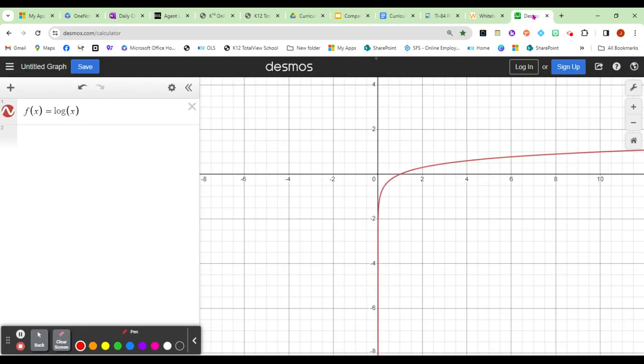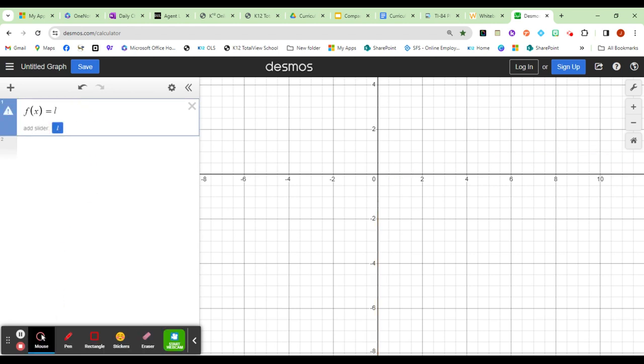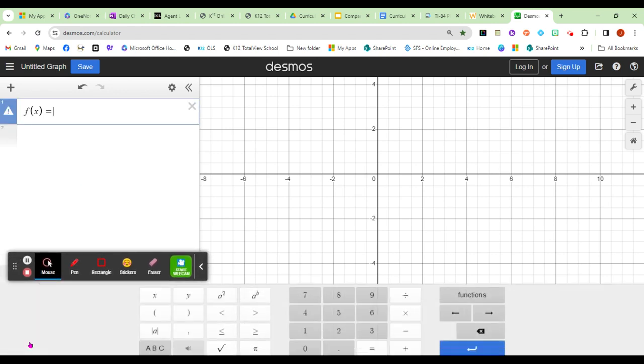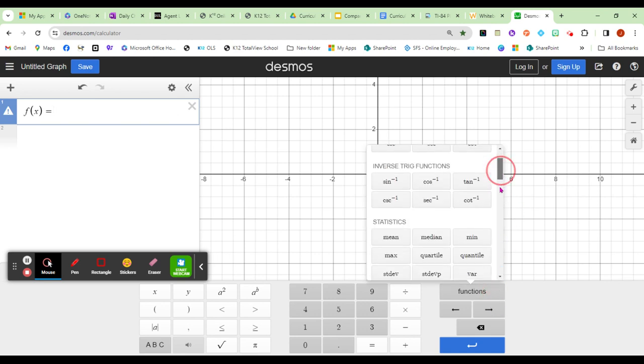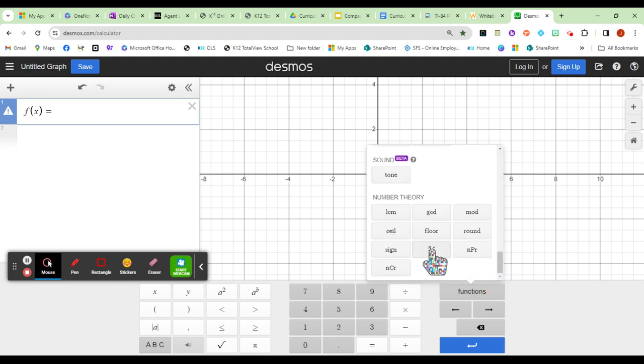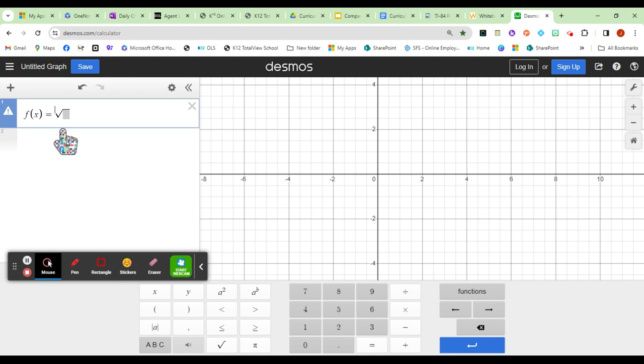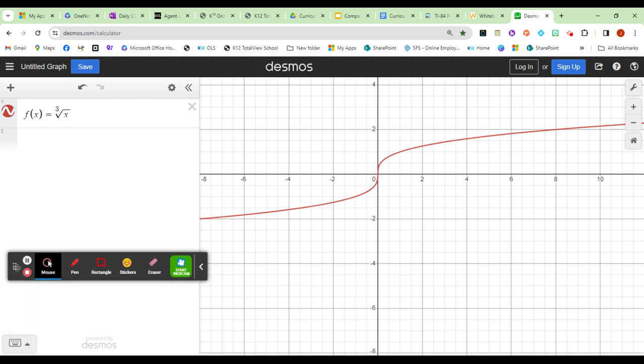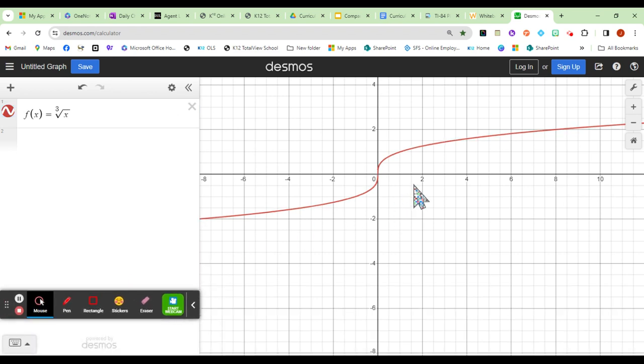Let me go ahead and throw in a cube root for you, just so you know that square roots and cube roots don't look the same. So let's take a look at a cube root. To get your cube root in Desmos, you have to go to functions, go all the way down, and pick that key. Let's throw an x underneath here. So your cube roots are going to look different. They're actually going to have an arrow on both ends.